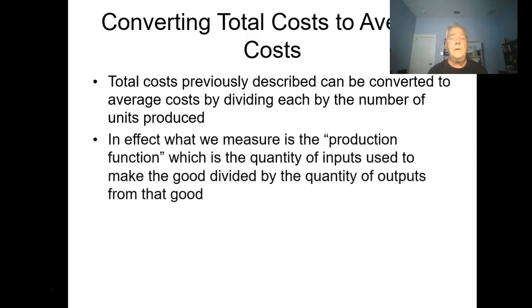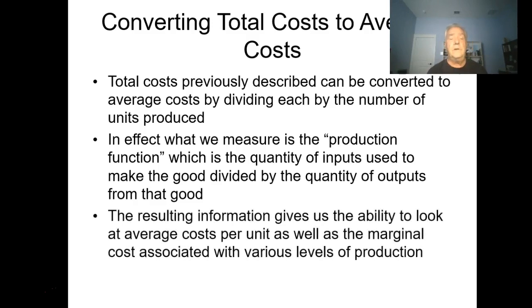So we're going to measure what's called the production function, which is taking the inputs and putting those into the production function, resulting in output of a good or service that could be sold in the marketplace. So when we talk about the production function, what we mean is the quantity of units used to make the good divided by the quantity of outputs from that good. That is the production function. You need to understand that concept.